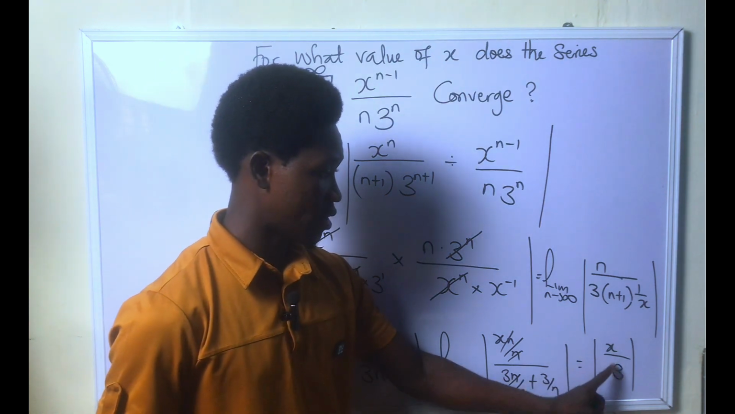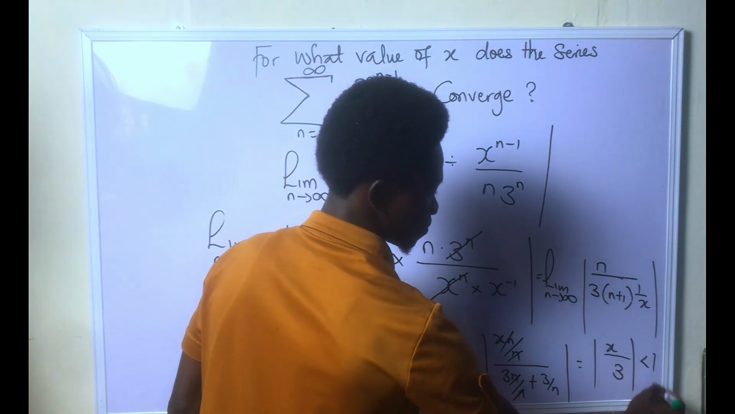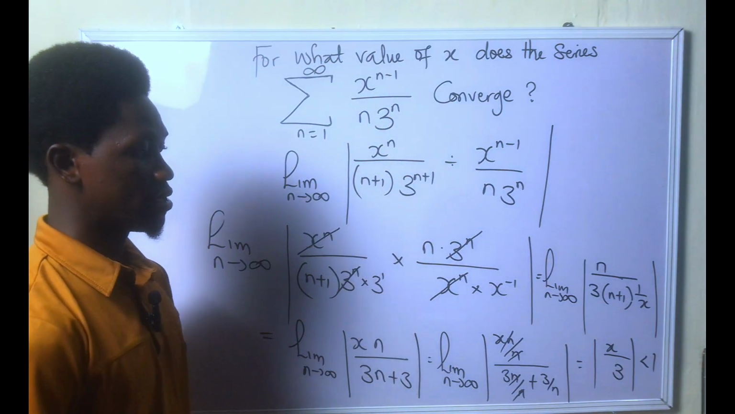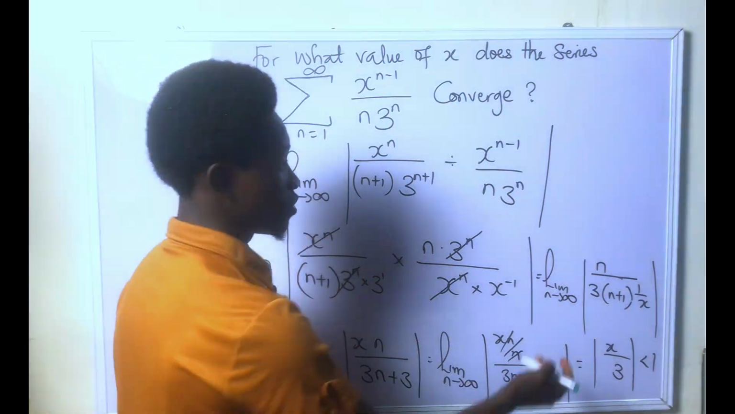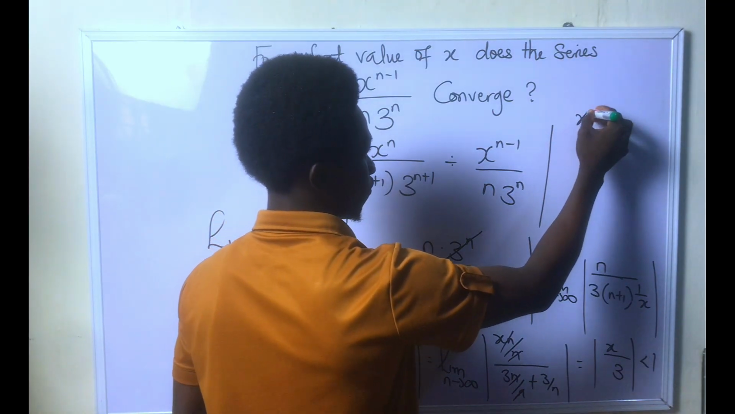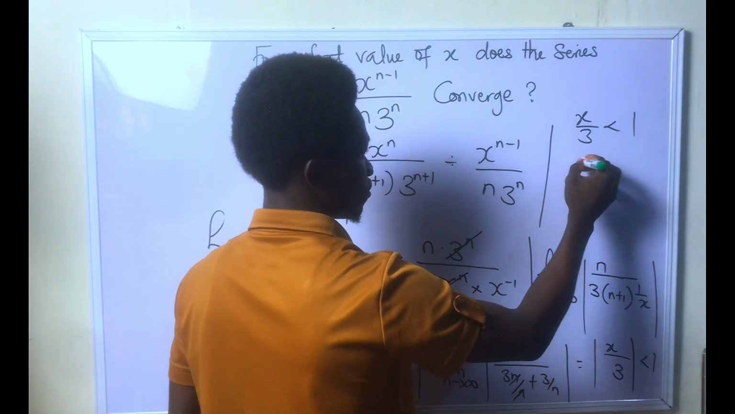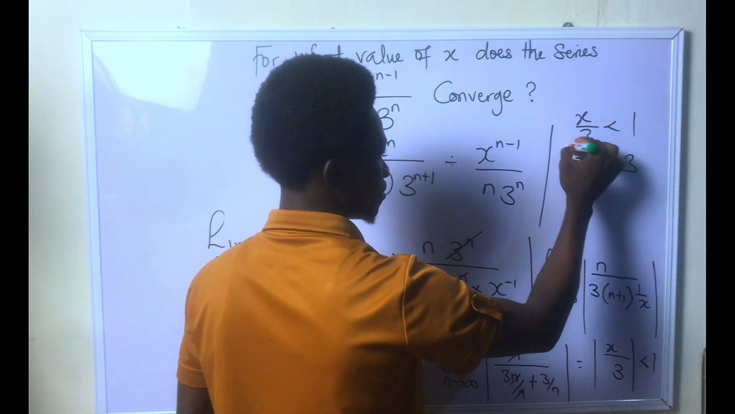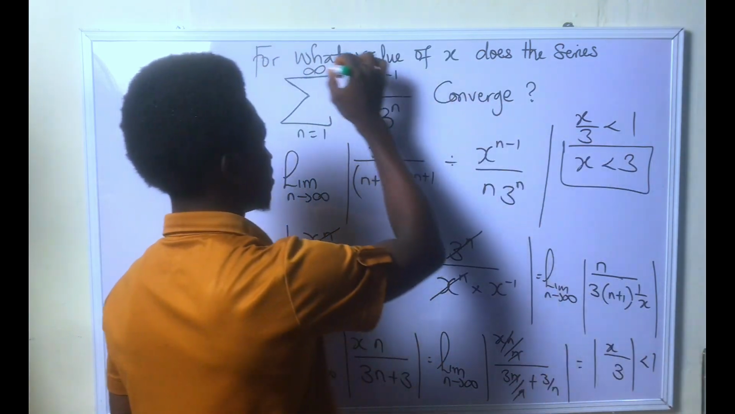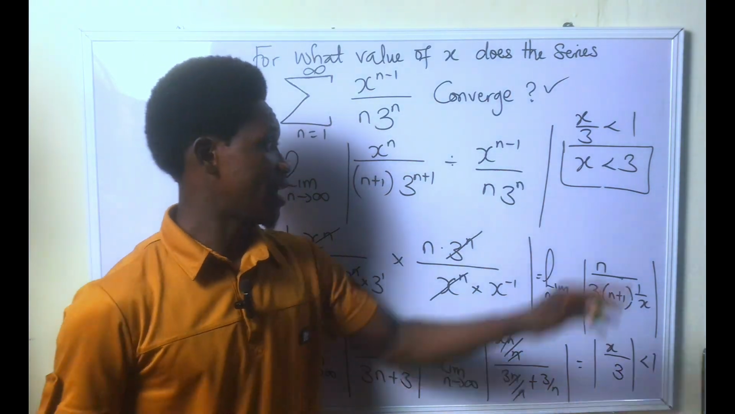So I have |x|/3 as L, and this will only converge if this is less than 1, from the law. Which means that the value of x for this series to converge is that x over 3 less than 1, so x has to be less than 3 before the series converges. So that's the value of x. x has to be less than 3.